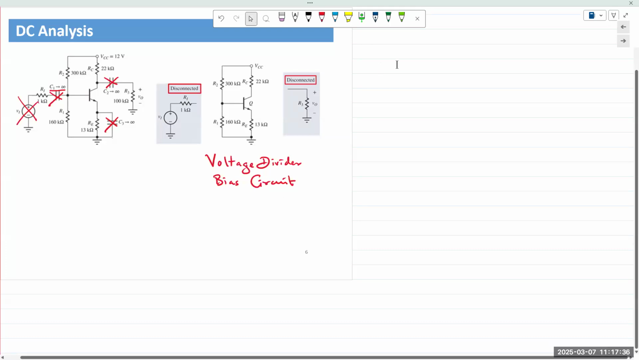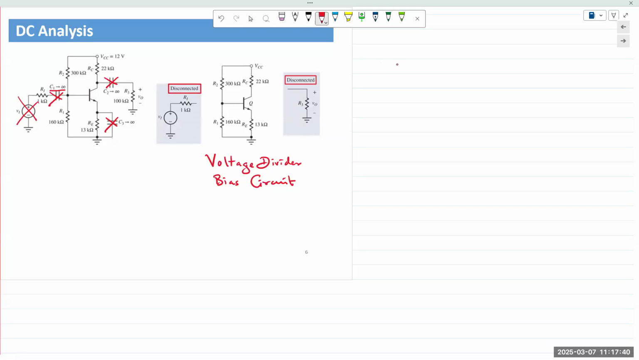EE 211 and 212. So replace all capacitors and all inductors with your steady state or DC steady state equivalents.